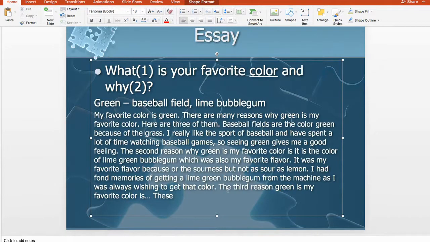So these 3 reasons: baseball field, lime green bubblegum, and whatever my third reason is. I would say these 3 reasons: baseball field, lime green bubblegum, and whatever that was, make green my favorite color. So I've answered the question again, just in case there was any doubt. I've explained. Now here's the evidence I gave you, and this is what makes green my favorite color.